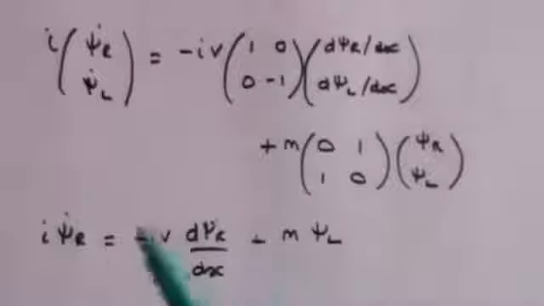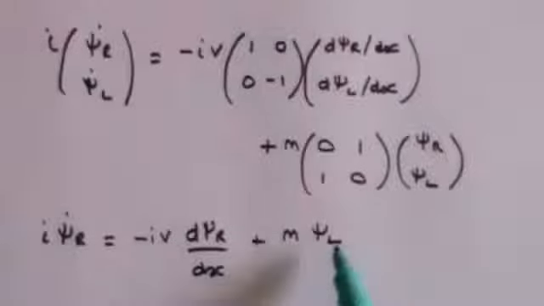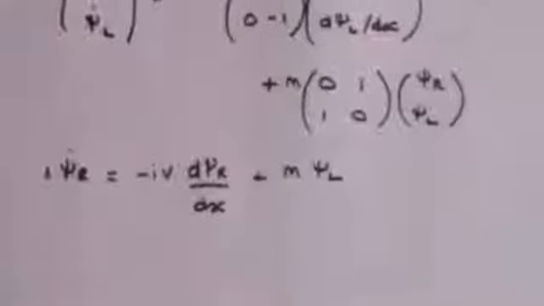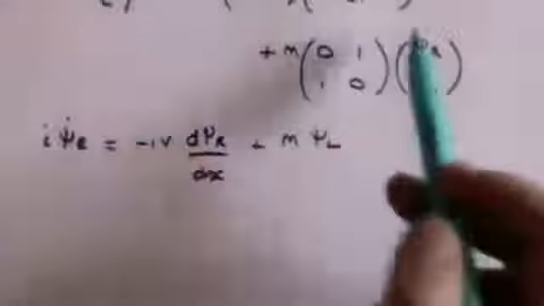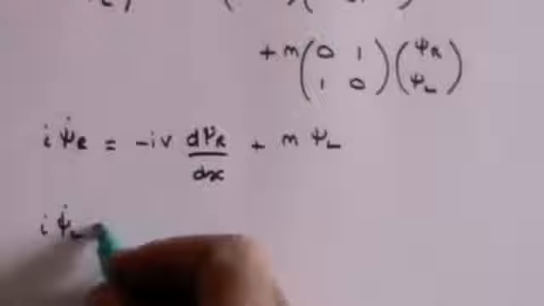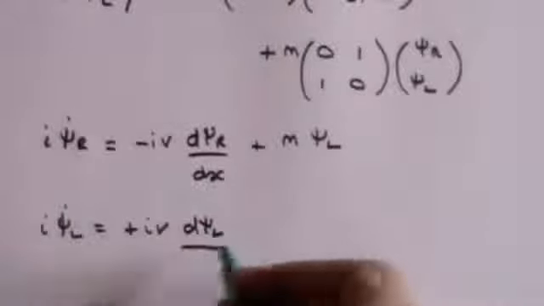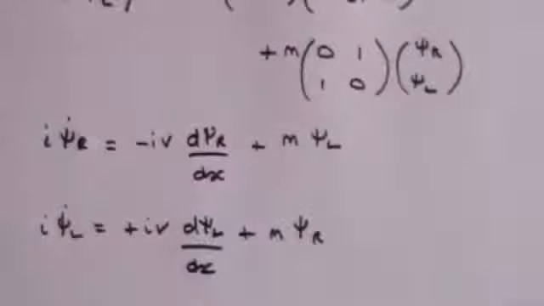Oh, here we've got the right term, i psi right dot equals minus i v d psi right by dx plus m psi left. Psi left has crept into a psi right equation. Similarly, if you go along the bottom, you will find that i psi left dot is equal to plus iv d psi left by dx plus m psi right. And these are two coupled equations, they are called.